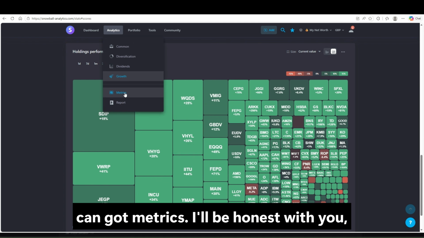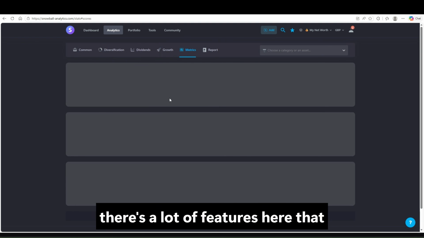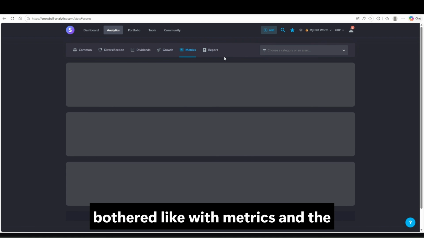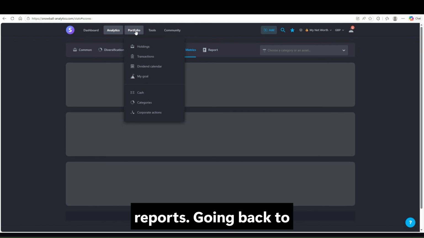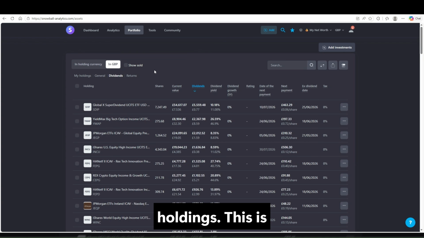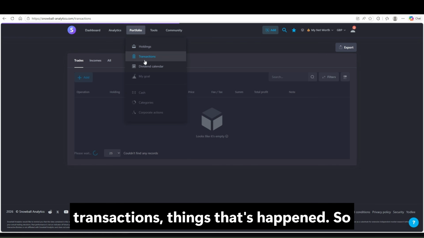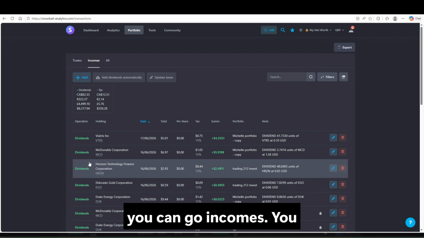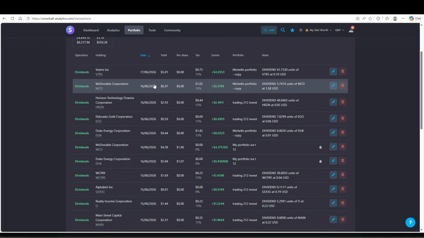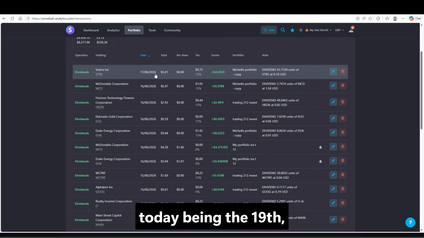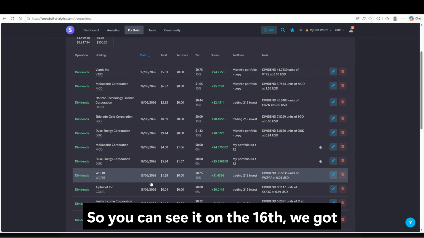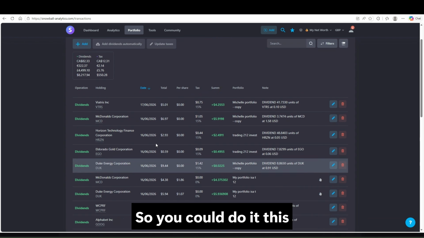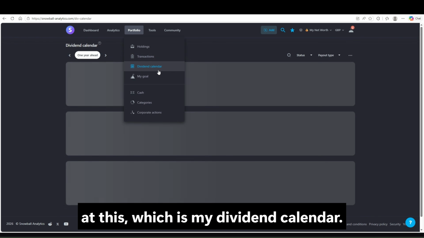Right, and then you can go to metrics. I'll be honest with you, there's a lot of features here that I don't actually use, so I'm not really bothered with metrics and the reports. Going back to portfolio, again, you can see the holdings. This is transactions, things that have happened. A lot of the time there are dividends, so you can go to incomes. For example, today being the 19th, you can see on the 16th we got paid all of these dividends, and on the 15th. You can do it this way, but I prefer to have a look at this, which is my dividend calendar.